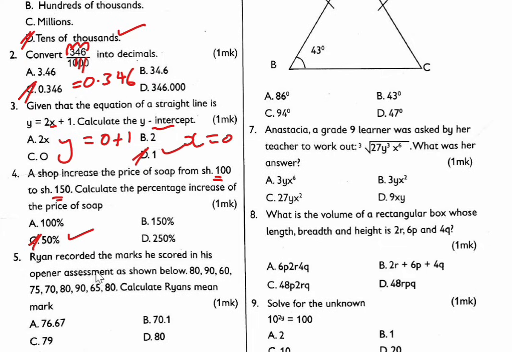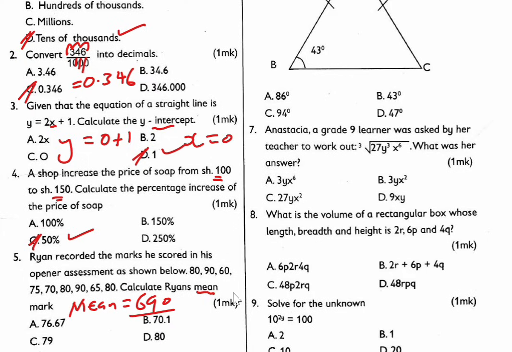Number 5, Ryan recorded the marks he scored in his opener assessment as shown below: 80, 90, and so on, here you have the marks. Calculate Ryan's mean mark. So to get the mean, this is statistics, we add the marks, we divide by the number of the subjects. So we're going to add 80 plus 90 plus 60 plus 75 plus 70 plus 80 plus 90 plus 65 plus 80. If you add all this, you'll get the answer to be 690.